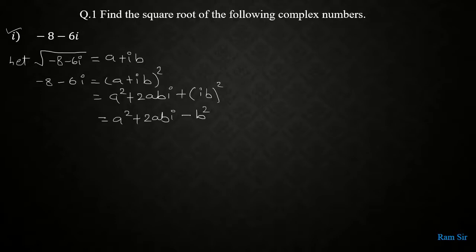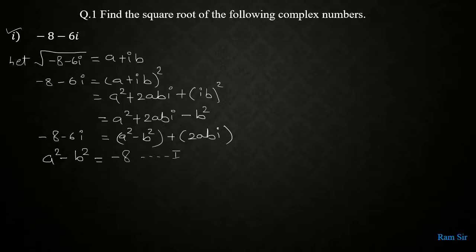Now on left we have -8 -6i. तो हम राइट हैंड साइड में भी रियल टर्म को साथ में लिख लेते हैं, and the real terms are a square minus b square, and the imaginary term is 2ab into i. So this is what, real term compare with real term, and imaginary term compare with imaginary term, which we already discussed in equality of complex numbers. That gives you a square minus b square is equal to -8. We can mark this as equation number 1.